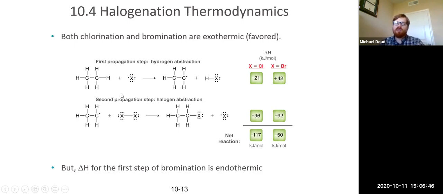Now remember, the next one is the halogen abstraction. Halogen abstraction costs about the same. It's like negative 96 kilojoules per mole for chlorine and negative 92 kilojoules per mole for bromine. So the net reaction ends up being more exothermic for chlorine and a little less exothermic for bromination. And also, a real key point here is that the first step for bromination is endothermic, and that's going to slow things down a lot.